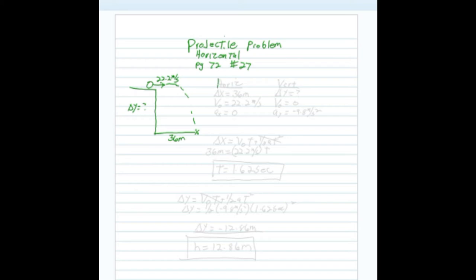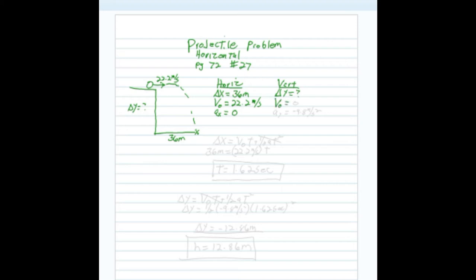Like any projectile problem, we're going to break it up into horizontal and vertical components and look at the motion in two separate accounts. So I know that the object lands 36 meters horizontally away from the base of the cliff, so delta x is 36. I also know that it was launched horizontally at 22.2 meters per second, and the acceleration in the x direction is always 0 if we neglect air resistance, because there's nothing to speed it up or slow it down in that direction. Delta y is what we're looking for, the height of the building.